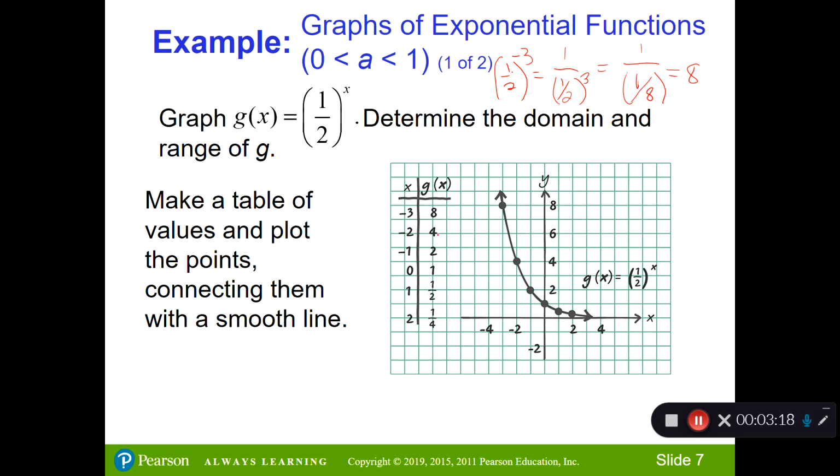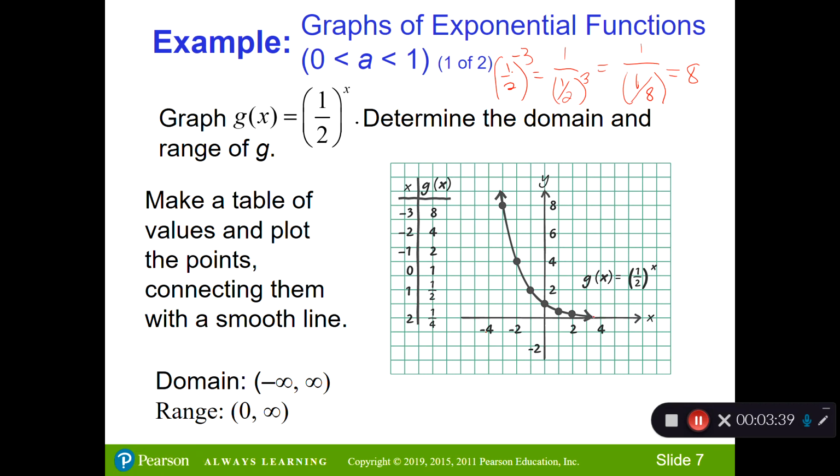1/2 to the negative 2 is 4. 1/2 to the negative 1 is 2. 1/2 to the 0 is 1. 1/2 to the first is 1/2. 1/2 squared is 1/4, and so on. We have the same basic shape, but notice it's pointed in the other direction. So again, I'm looking at a domain of all real numbers. I can plug in any x value. My range is just the positives.